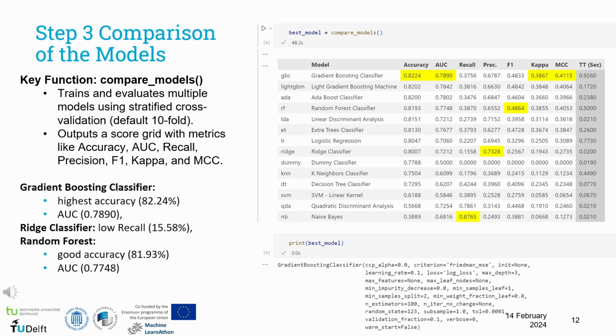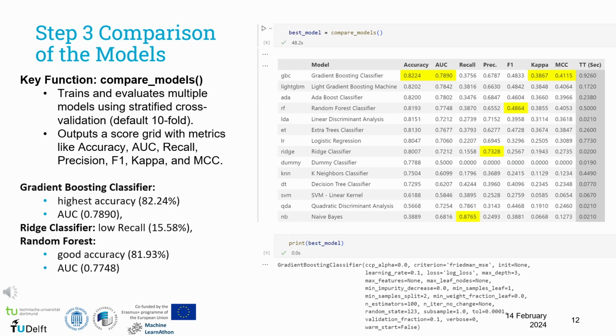The ridge classifier, in contrast, had a notably low recall of 15%, suggesting it misses a large number of positive cases. This could be problematic in contexts where identifying all positives is essential. The random forest classifier also performed well, with a strong accuracy of 81% and an AUC of 0.77, indicating that it is a reliable alternative to gradient boosting.